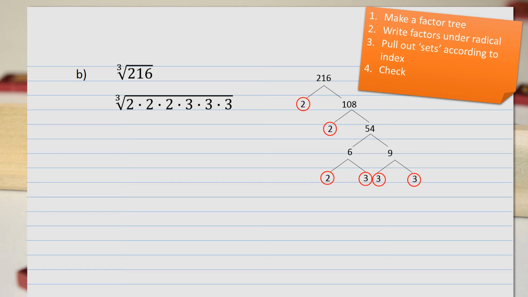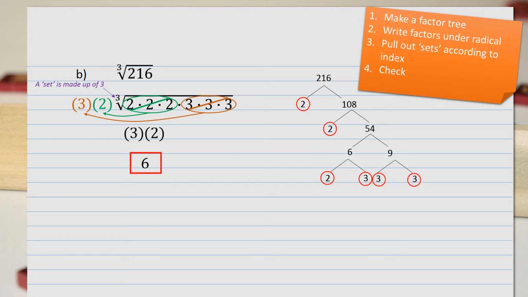Step 3 says to pull out sets according to the index. Look at the index. What is the index in this case? The index is a 3, which means a set must have 3 of the same values. So let's see what sets we have. We have a set of 2's and a set of 3's. Notice everything came out of the radical, and all we have left is 3 times 2, which we know is 6. And so to check, you would multiply 6 times itself 3 times, and you should get 216.